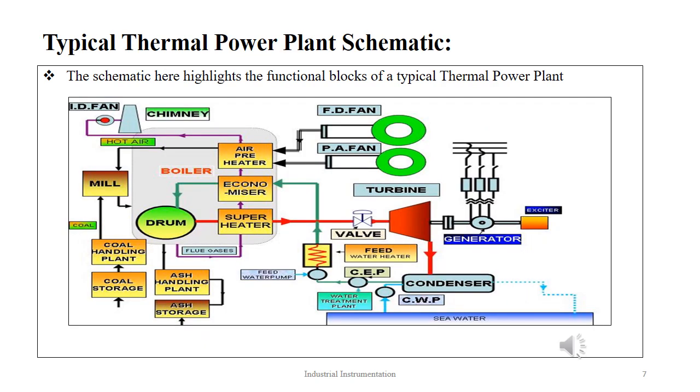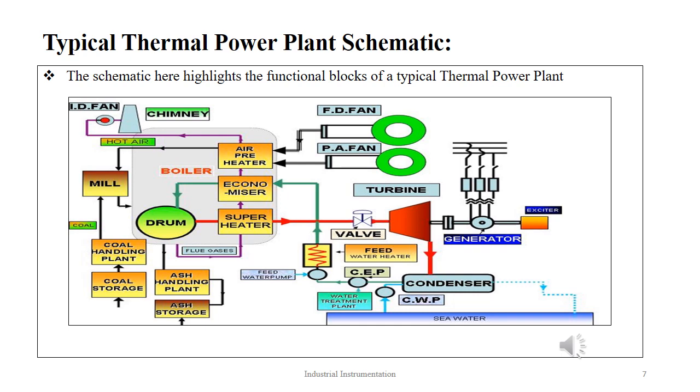If we specifically limit ourselves to thermal power plants, the different parts of a thermal power plant are depicted in this picture. The ID fan and the FD fan are two very important components in a power plant. The ID fan stands for induced draft and the FD fan stands for forced draft. Then we have the boiler, which has air preheater, economizer, and superheater.